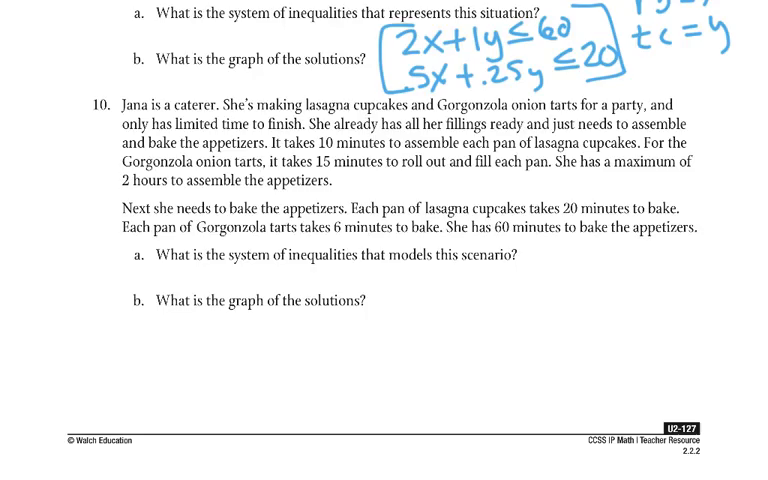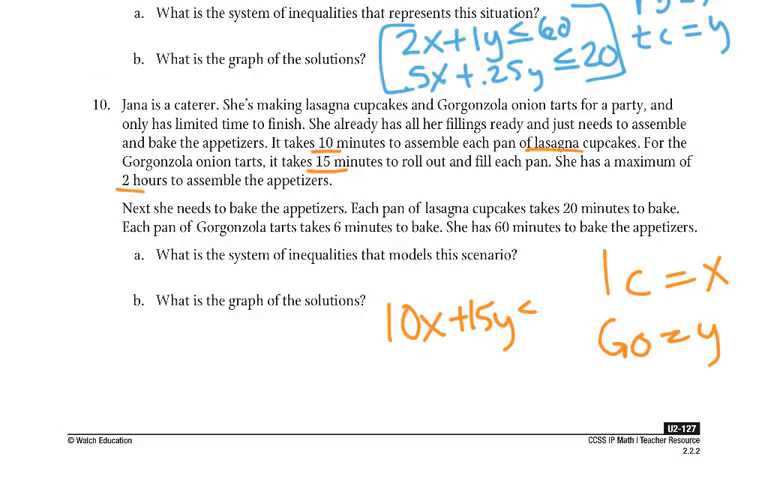So taking a look at the last one, Jana is a caterer. She's making lasagna cupcakes and gorgonzola onion tarts for a party, and only has a limited time to finish, obviously. She already has all her fillings ready and just needs to assemble and bake the appetizers. Okay, so we've got the lasagna cupcakes and gorgonzola onion. Call that Y, we'll call that X. Takes 10 minutes to assemble each lasagna, so 10 times X. For gorgonzola, it takes 15 minutes, so plus 15Y, and that's 2 hours, so less than or equal to.